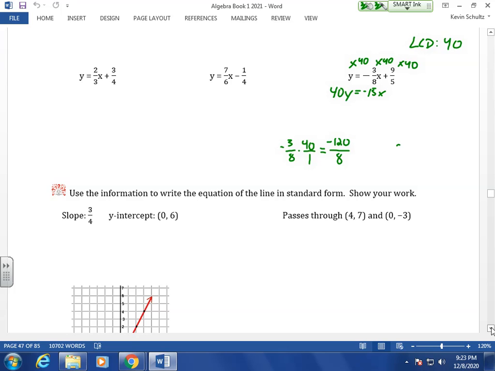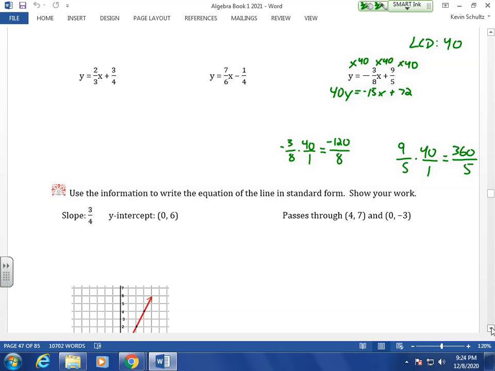Then we've got 9/5 times 40 over 1. 9 times 40 is 360. 5 times 1 is 5. What's 360 divided by 5? 72. And so we have 40y equals negative 15x plus 72.